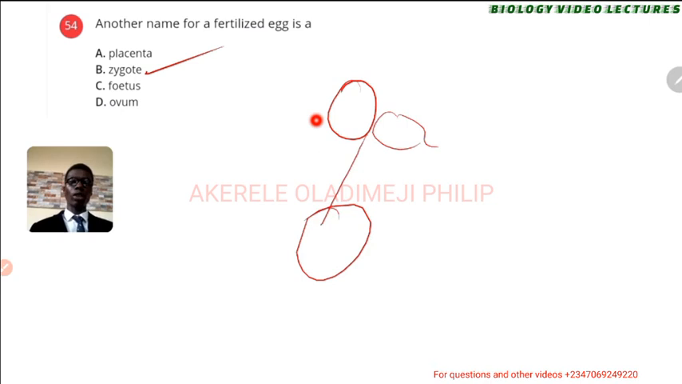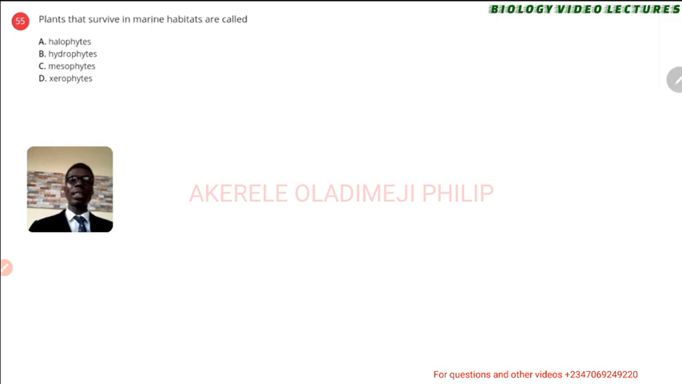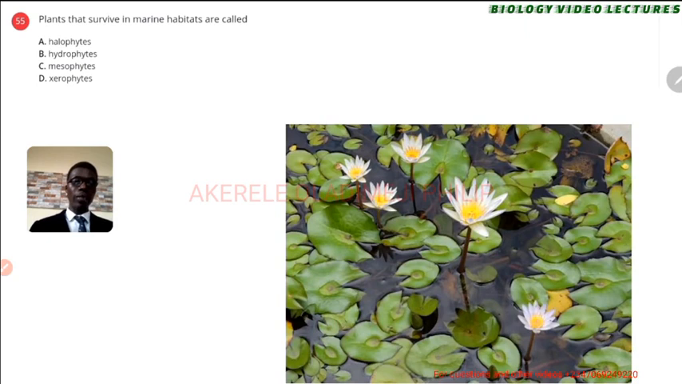Plants that survive in marine habitat, plants like this that live in water like this, are called hydrophytes. And I've told you before that xerophytes are found in the desert, mesophytes are found on normal soil, while halophytes are the ones that love salt. Salt-loving plants are called halophytes. All right.